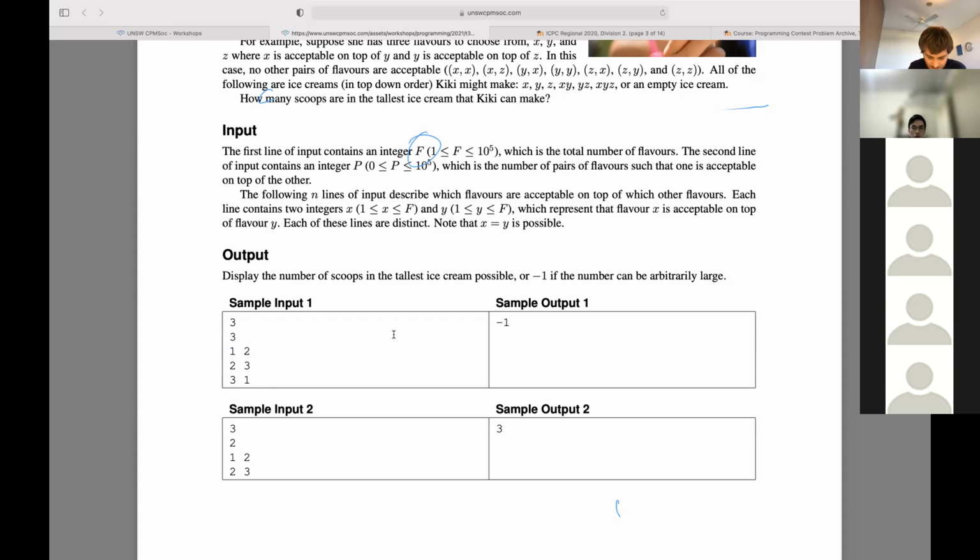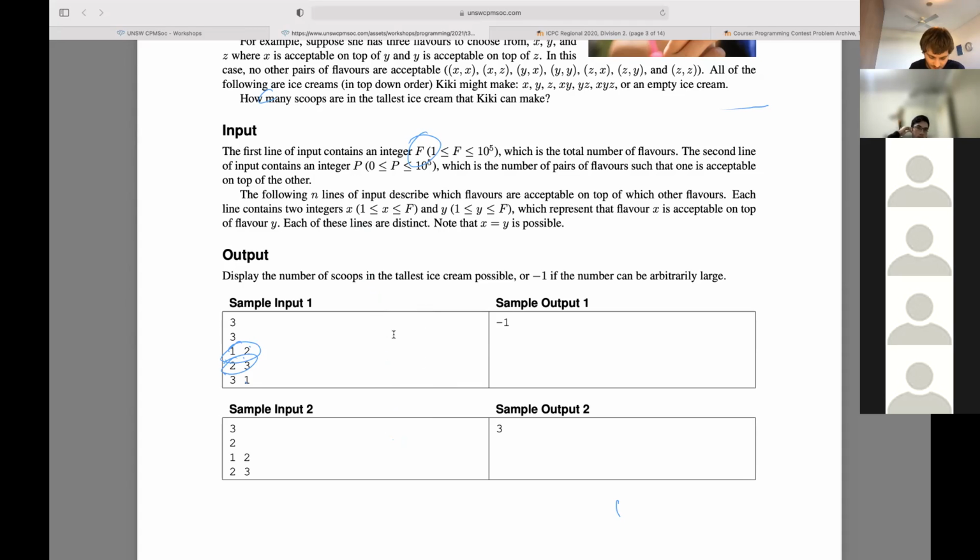Additionally, there are some number P up to 100,000 valid flavor pairs. So for example, in this case, you can have 1 on top of 2, 2 on top of 3, and 3 on top of 1. So 3, 2, 1, 3, 2, 1, etc. is allowed, because 2 is allowed on top of 3, and then 1 is allowed on top of 2, and then 3 on top of 1. And you can repeat forever. So you can have the combination 3, 2, 1, 3, 2, 1, 3, 2, 1 forever. And if it's infinite, you output -1.